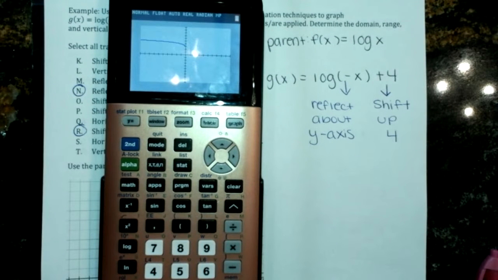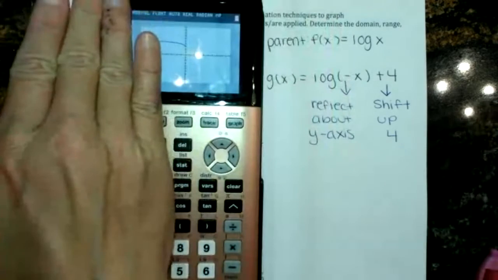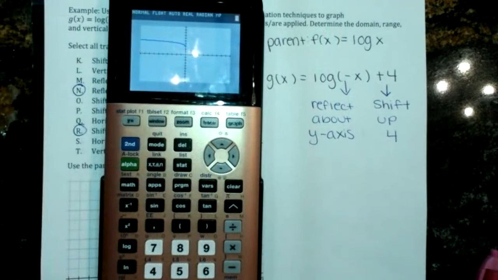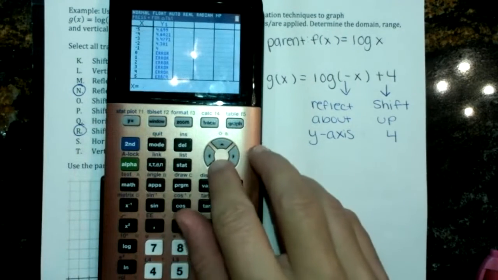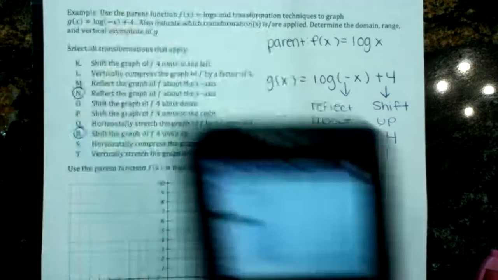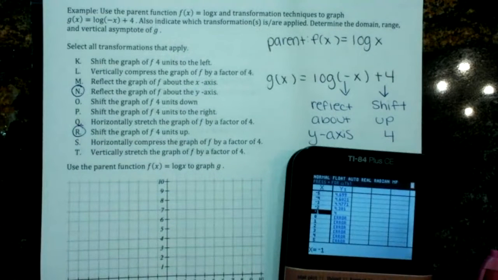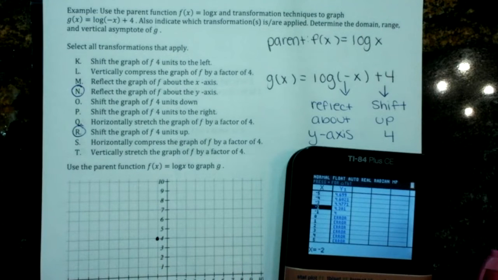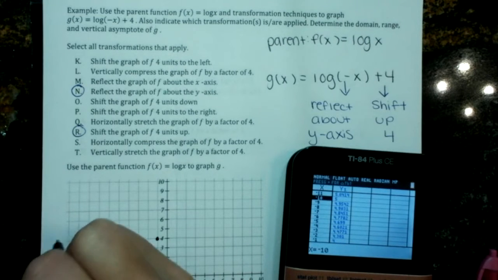Remember, our parent function from that first page was over here. We've reflected it over our y-axis, so it's over here. And then it went up 4. So that makes good sense. So going to our table, let's find some points. So negative 1, 4. Over negative 1, up 4 is one point. Let's see if there's any other points that are good. Let's do negative 10, 5.